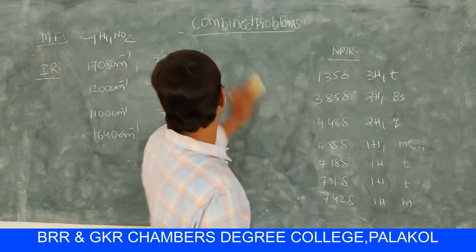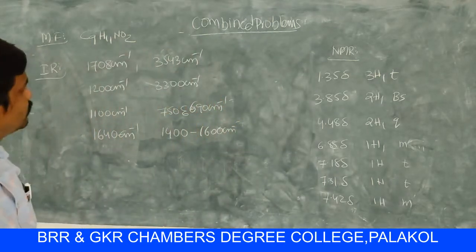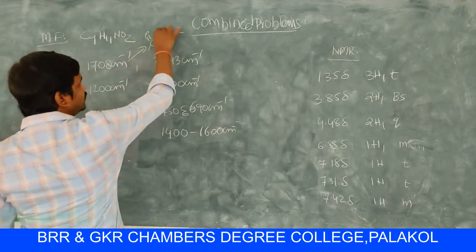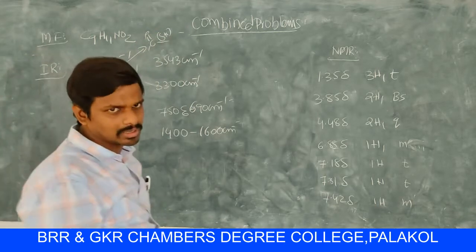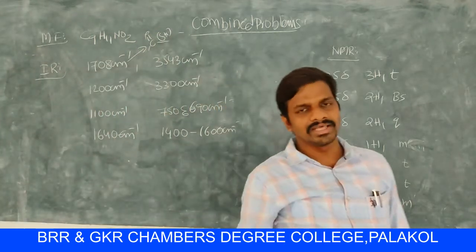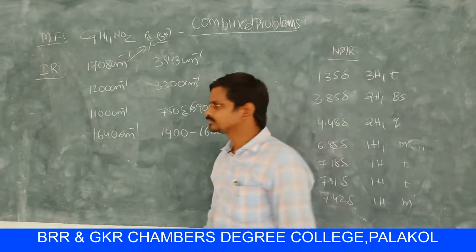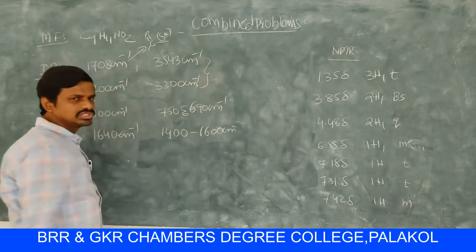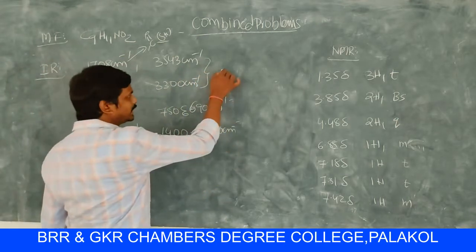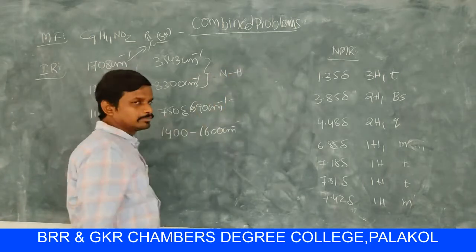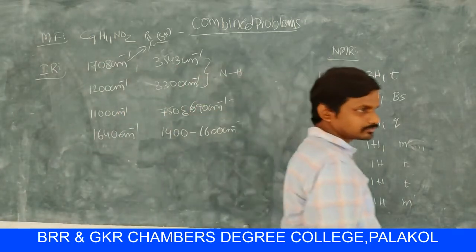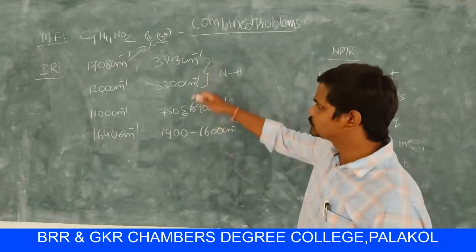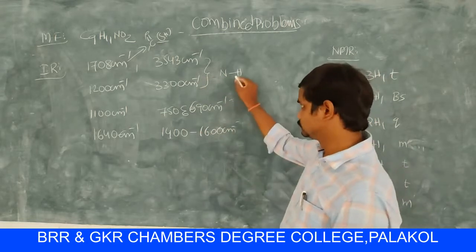So here the IR data is 1708 centimeter inverse. 1708 centimeter inverse indicates C double bond O stretching frequency in a carbonyl compound. That means our organic molecule contains one C double bonded O group. And 3453 centimeter inverse and 3300 centimeter inverse, these two vibrational stretching frequencies indicate NH stretching frequency in a primary amine or in a primary amide. Both the values represent NH stretching frequency in a primary amide.